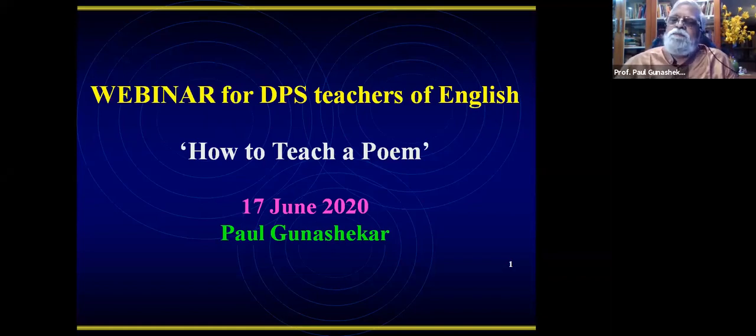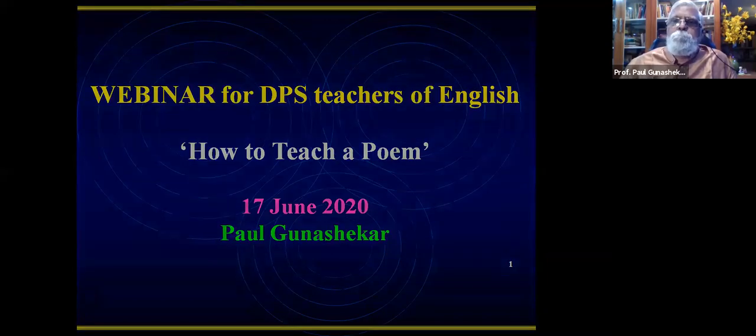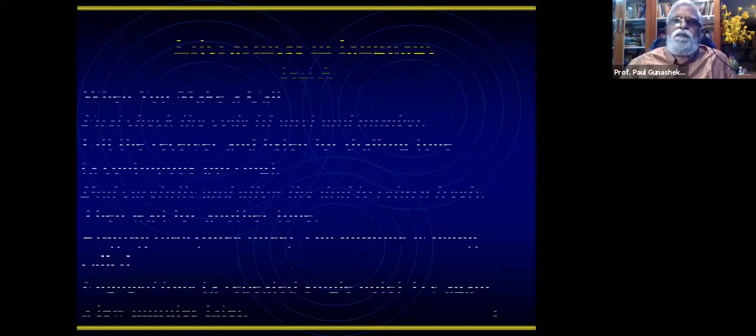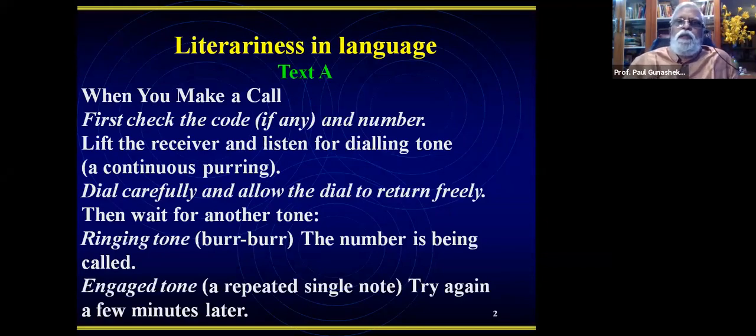Right, so let's begin. I sent you a handout titled Literariness in Language, containing two texts, text A and text B. Could you now please take it out of your folders, your files. This is what it looked like. Literariness in language. Text A.